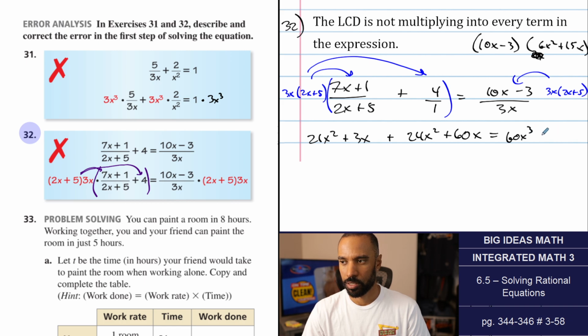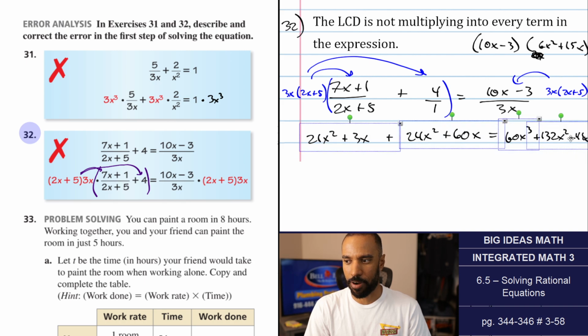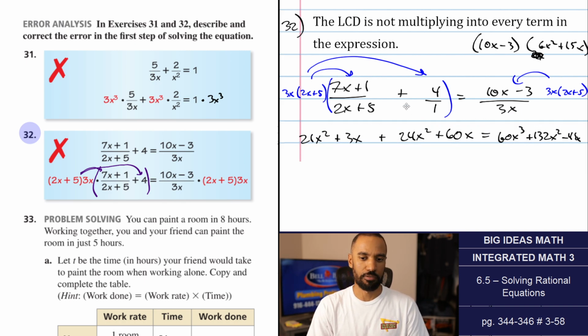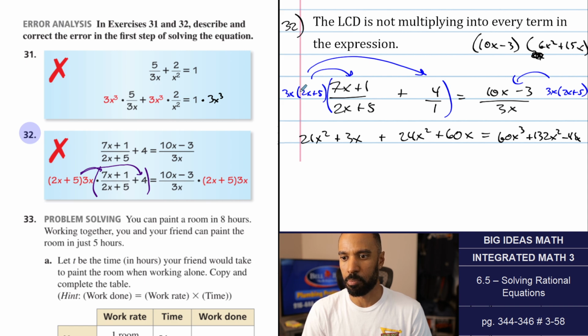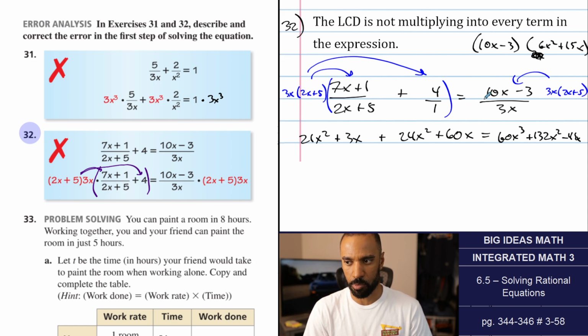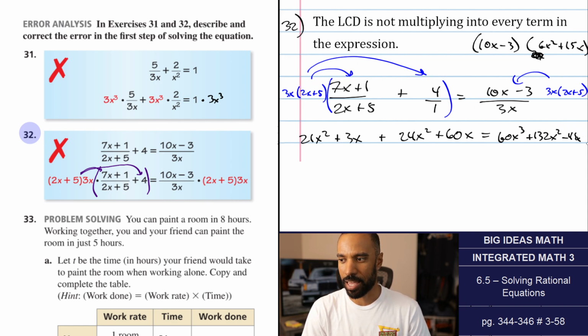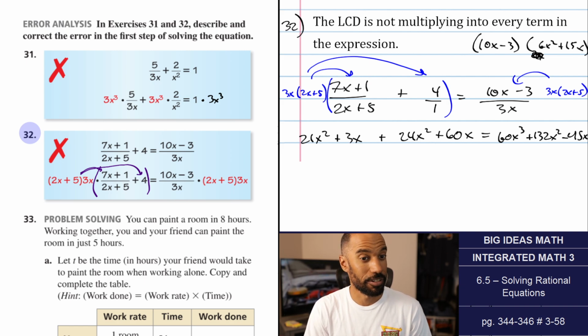60x cubed plus 150x squared minus 18x squared is plus 132x squared, and then minus 45x is over there. So that busts the fractions. I'm not going to do more because they only mentioned the first step, so I'm just going to leave it like that. But the bottom line is 3x times 2x plus 5 needs to multiply with that as well. So I'm going to leave that there, and I think we're good to move forward. If they want us to solve, they should have asked to solve.